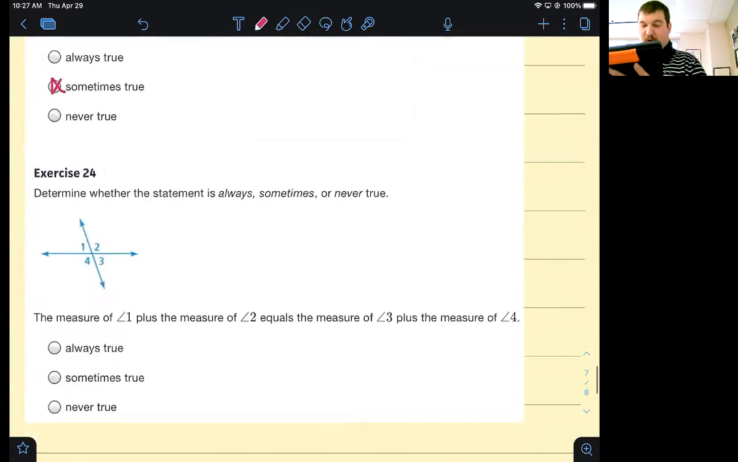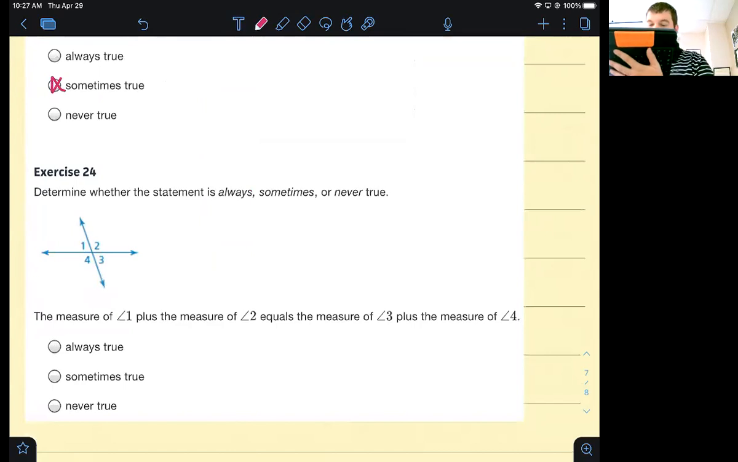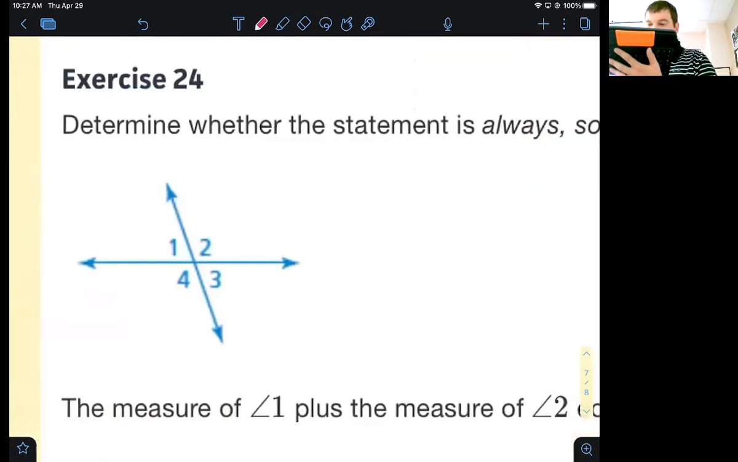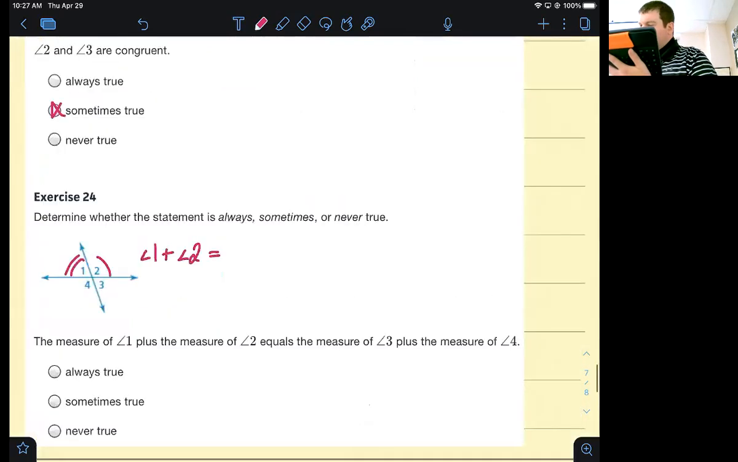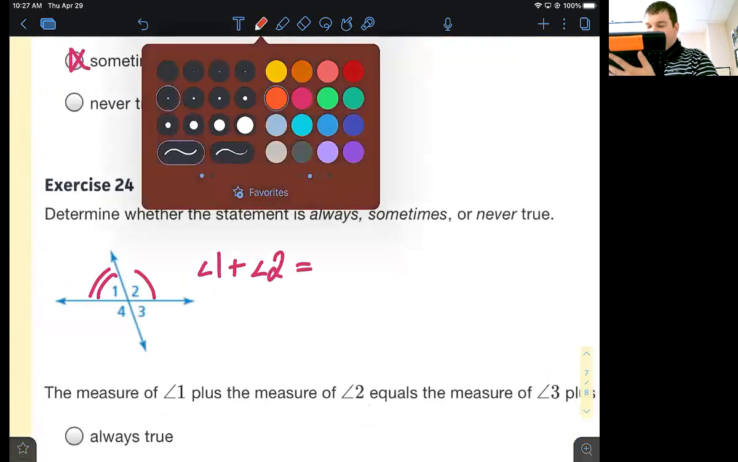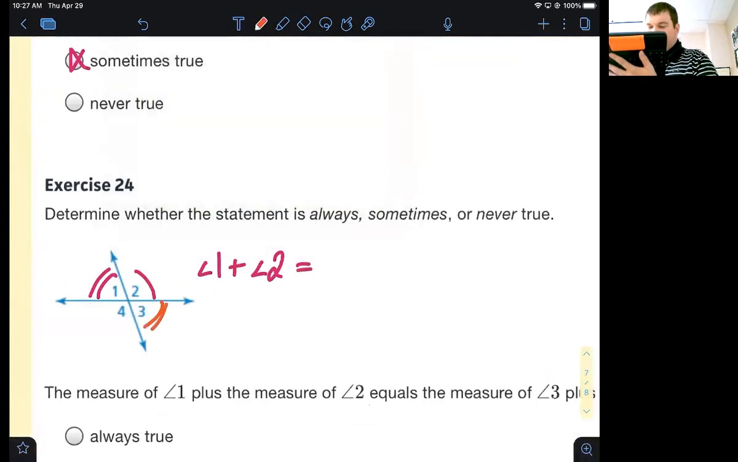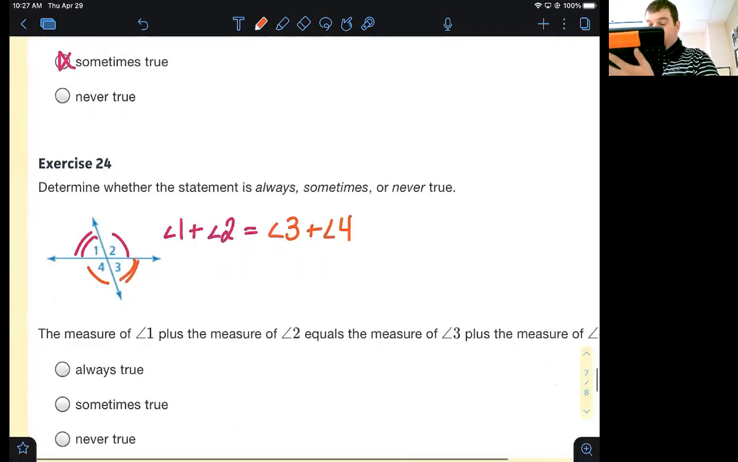Okay, number 24, the measure of angle 1 plus angle 2, so these two angles, equals the measure of angle 3 plus the measure of angle 4. What do you think, Eliana? That is always true. You are correct.